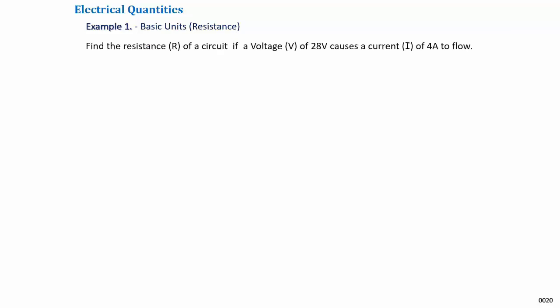The following example is in the accompanying workbook, Basic Units, Resistance. To find the circuit resistance if a voltage of 28 volts causes a current of 4 amperes to flow. From Ohm's law, we know that resistance R is equal to the applied voltage V divided by the resultant current I. In this example, the applied voltage was 28 volts and the resultant current was 4 amperes. So, 28 divided by 4 gives a resistance of 7 ohms.